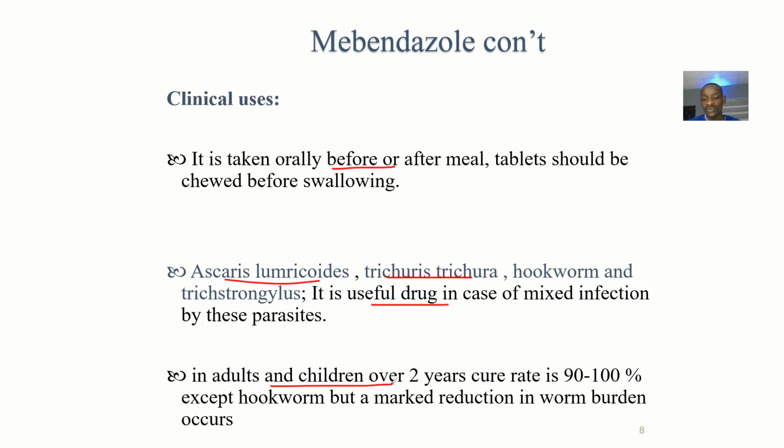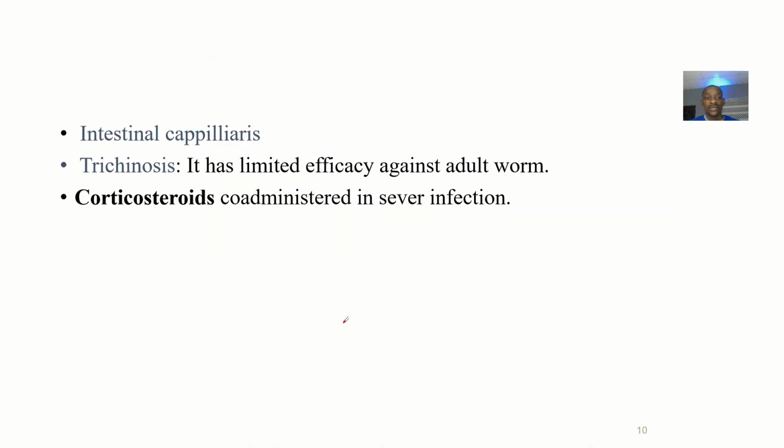In adults and children over 2 years, the cure rate is about 90 to 100%, except for hookworm, but there's a marked reduction in the worm burden. So even if the drug does not cure the infection 100%, it will reduce the infection to the barest minimum. It also has an effect on intestinal capillaries, and on trichinosis, where it has limited efficacy against the adult worm. Corticosteroids can be co-administered in severe infection.